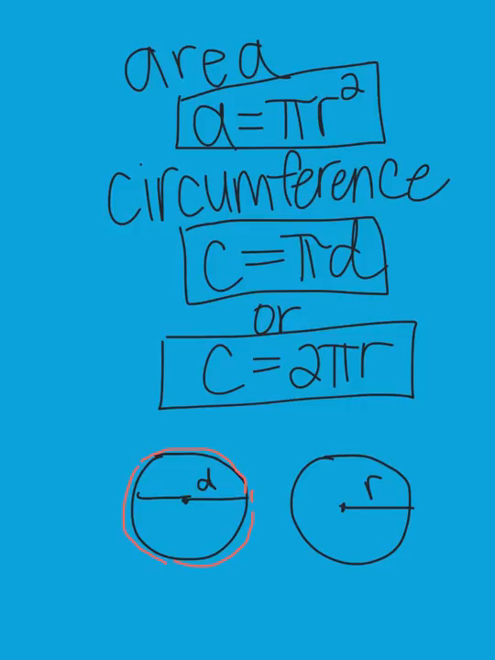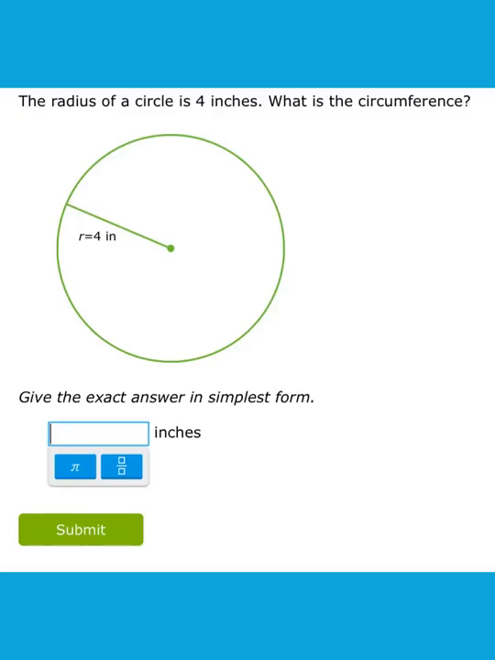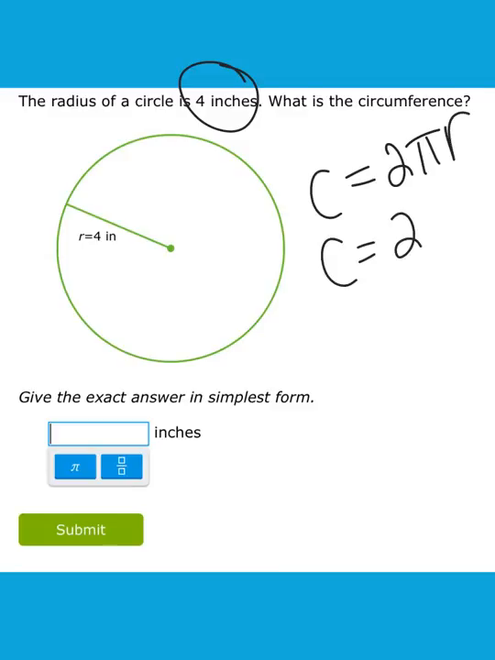Okay, first example. The radius of a circle is 4 inches. What is the circumference? So since I know radius, I'm going to use the circumference formula that has radius in it, which would just be 2 pi r. So 2 pi, and then I would multiply that by my radius, which is 4. Okay, then I'm going to go ahead and simplify that. 2 times 4 is 8, and then that would be multiplied by pi still. So my answer would be 8 pi.